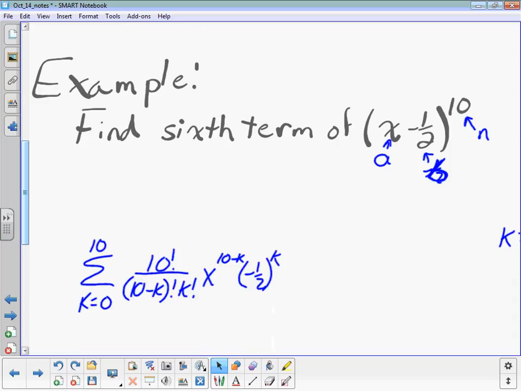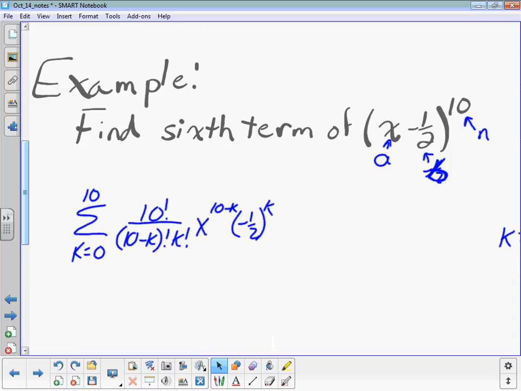So I'm going to get the sigma notation with k equals 0 and the 10 on top. Since my n is 10, 10 factorial over 10 minus k factorial times k factorial, x is going to get the 10 minus k power, and the -1/2 is going to get the k power. Now, when I'm trying to find the sixth term, all I have to do is figure out which k value to use and run it through there.